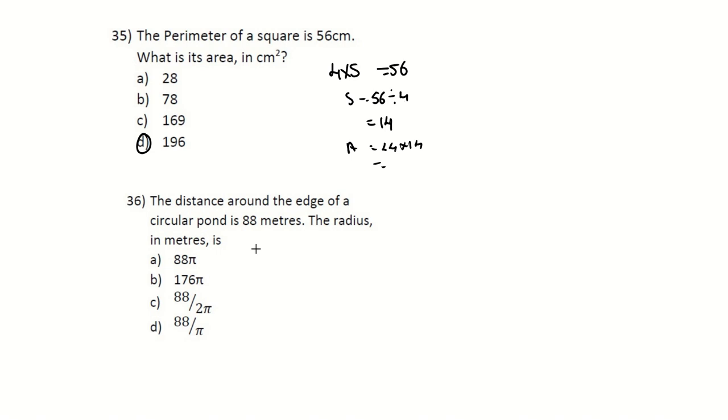The distance around the edge of a circular pond is 88. The radius in meters is... So we know that the circumference is equal to 2 pi r. 88 is equal to 2 pi r. So if I want to find r, it's going to be 88 divided by 2 pi. So that is C.